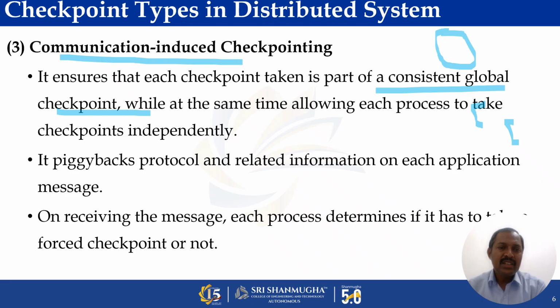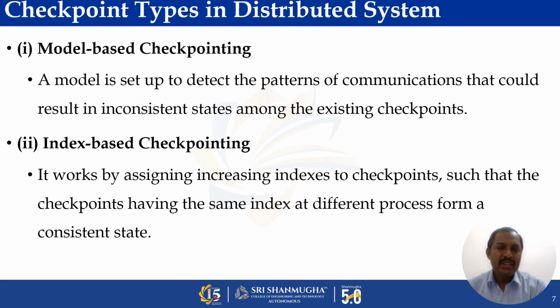So these are the three types of checkpointing. One is coordinated, another one is uncoordinated, another one is communication induced. This is a combination of checkpointing taken coordinately and taken uncoordinately. These are the three types of checkpointing which are normally used in distributed systems.